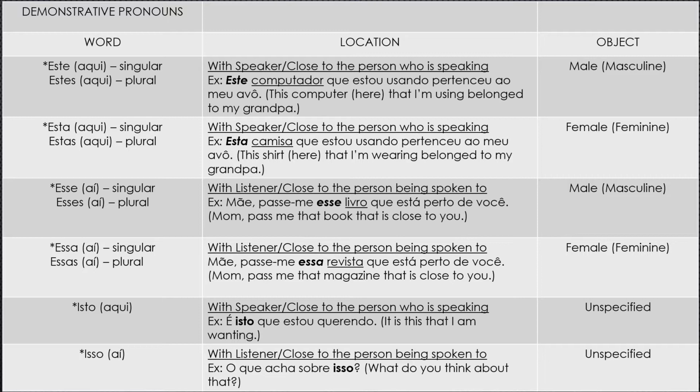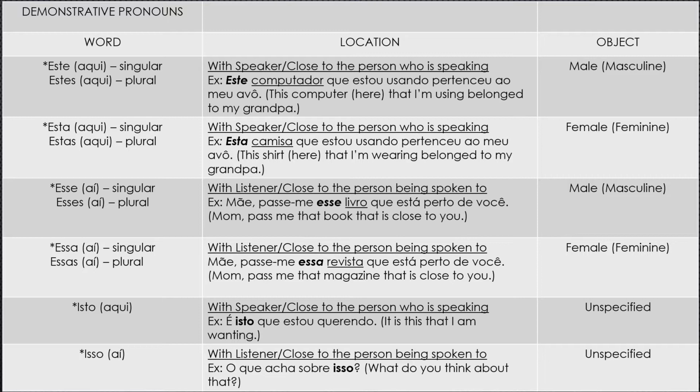So the example: Mãe, passe-me esse livro que está perto de você. Mom, pass me that book that is close to you. Because the book's close to the person being spoken to, it's esse. It's a masculine word, livro, singular, esse. If it was 2 books or 3 books, then it'd be livros, right? It'd be esses livros.